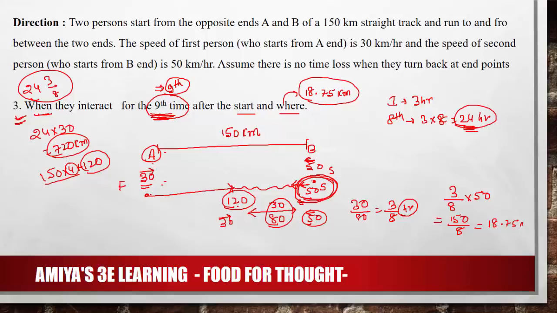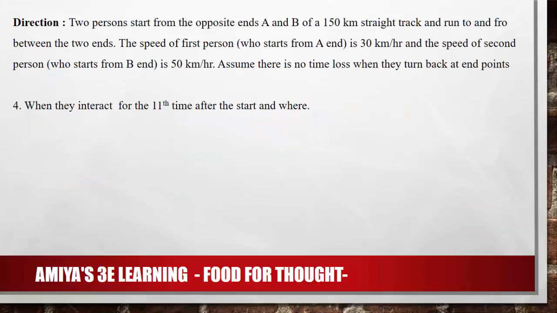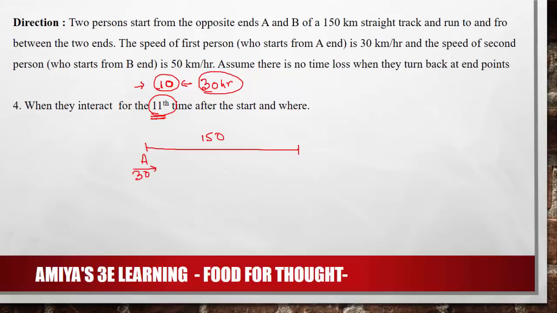Now solve question number 4. When do they meet for the 11th time after the start, and where? We know that in the 10th complete meeting round we have to work for 30 hours. The 11th meeting is the first meeting after the 10th meeting, and the distance is 150 km. From A, the speed is 30. From B, the speed is 50. And we have completed our 10 rounds or 10 meetings. For the 11th time, our position should be the same.